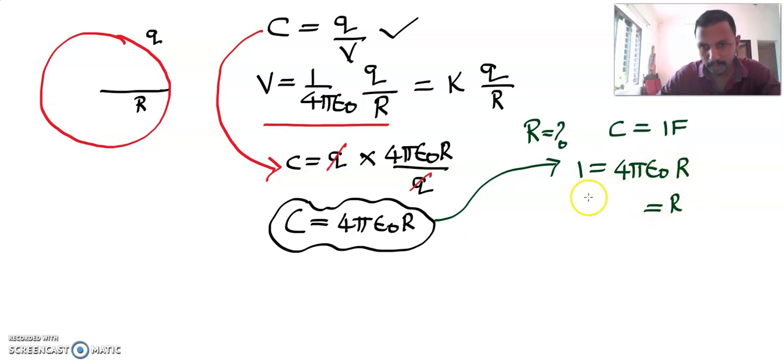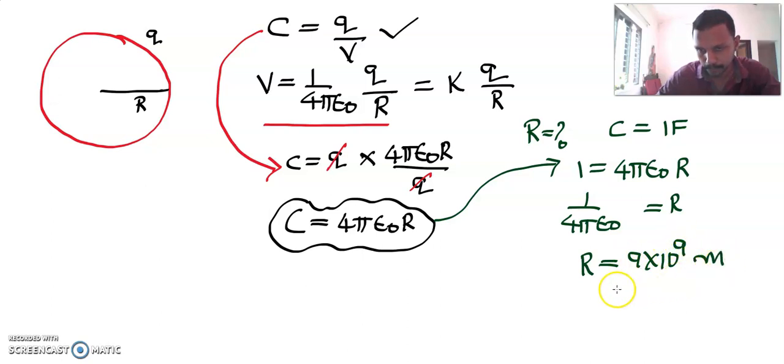That means R is equal to 1 by 4 pi epsilon 0. Can you recall the value of 1 by 4 pi epsilon 0? It was taught in the first chapter. The value of 1 by 4 pi epsilon 0 is 9 into 10 raised to 9. That means the radius of the spherical conductor will be 9 into 10 raised to 9, that much meter.